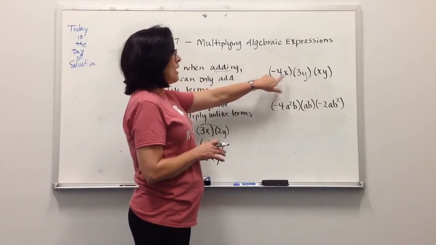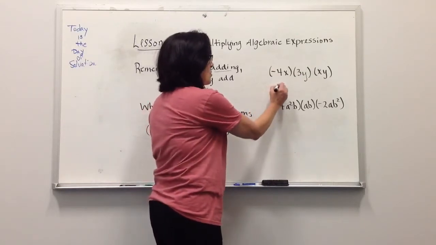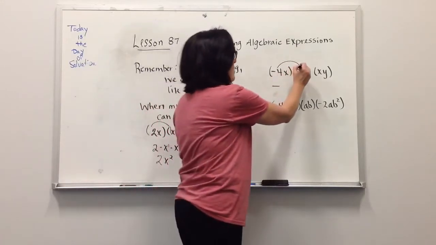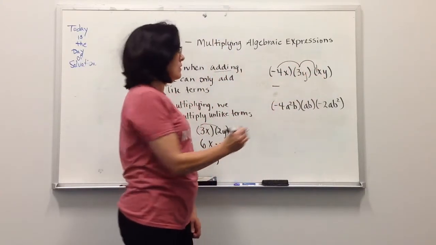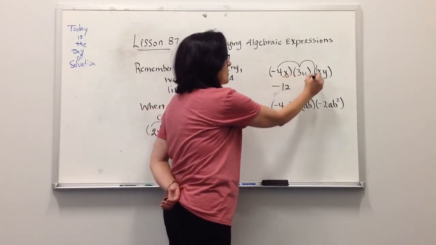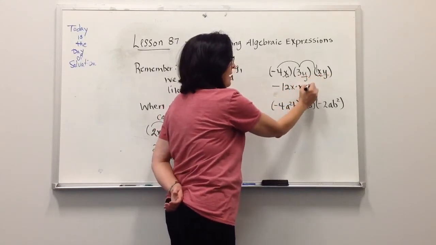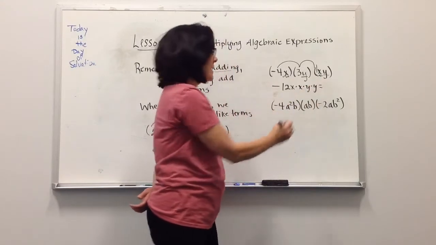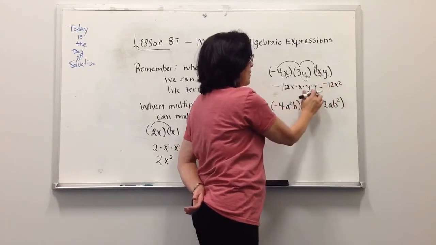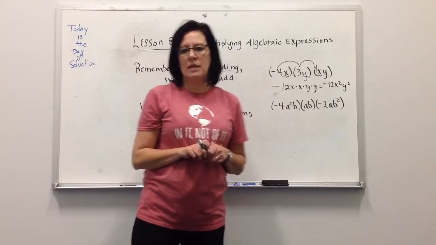So here I have one negative term in this expression, so I know my answer is going to be negative. I'm going to multiply 4 times 3, which is 12, and then 3 times that assumed 1 there, which leaves me with 12. Now I'm going to multiply these variables that are the same, x times x and y times y. And when I simplify this, I have negative 12x squared, because x times x, and y squared, y times y. Now I want you to take a minute and work this one and see if you can come up with the right answer.